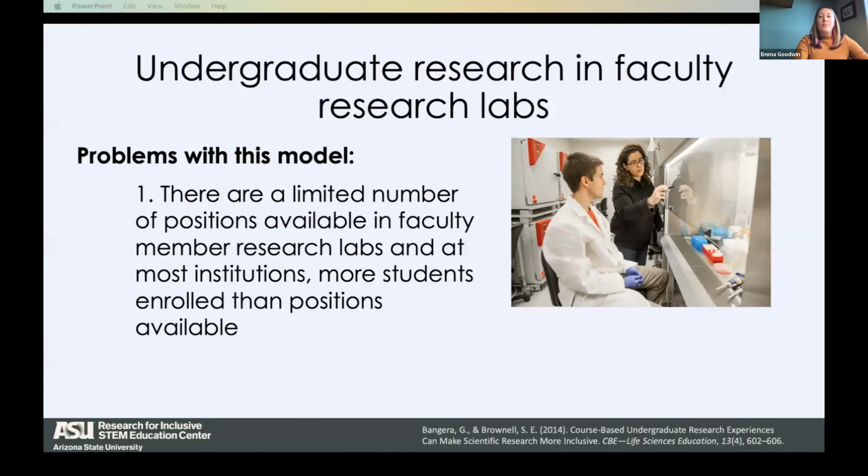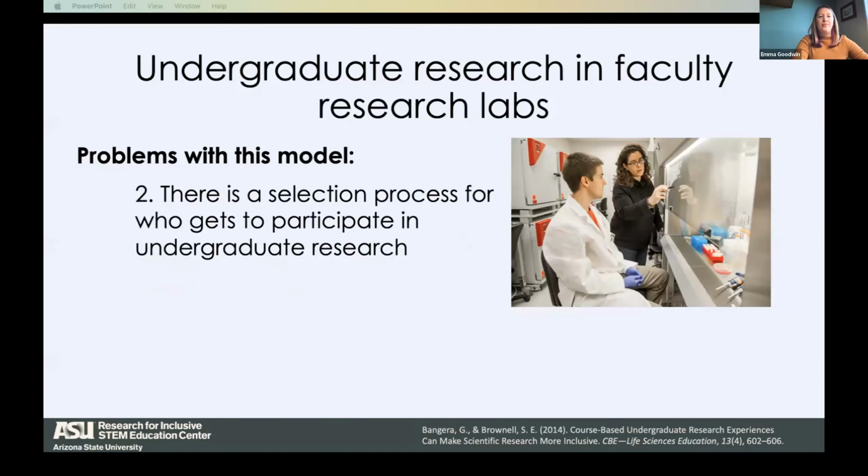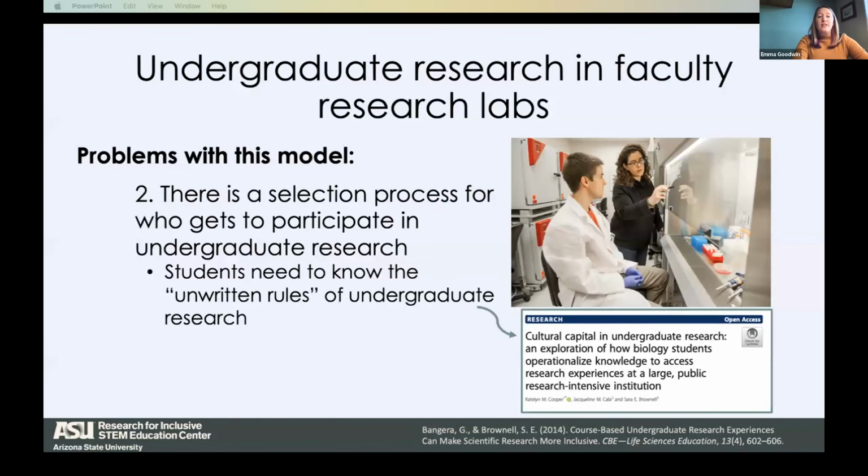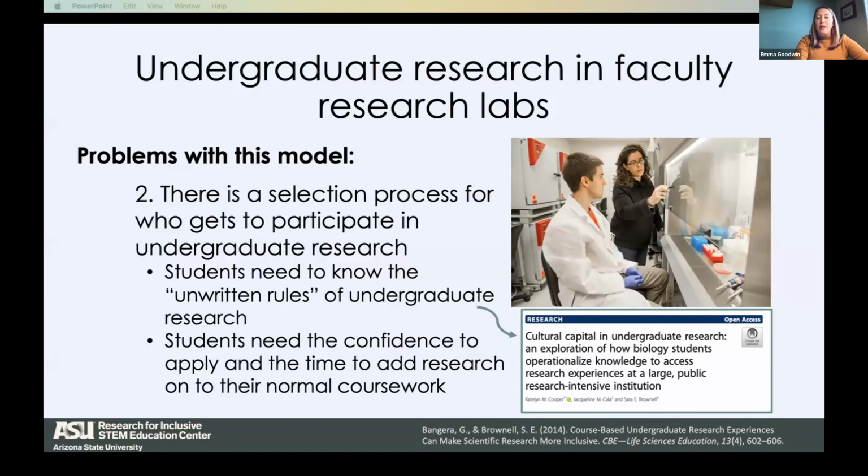And there are multiple problems with this model, right? So there are a limited number of positions available in faculty member research labs. And at most institutions, there's more students enrolled than positions available. So this is a problem if we want to meet that call of getting all students involved in research. And then there's also a selection process in who gets to participate in undergraduate research. So students need to know the unwritten rules of undergraduate research, how to actually get into that experience. And they need the confidence to apply and the time to add research onto their normal coursework.